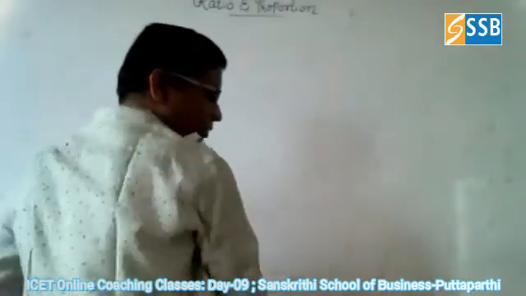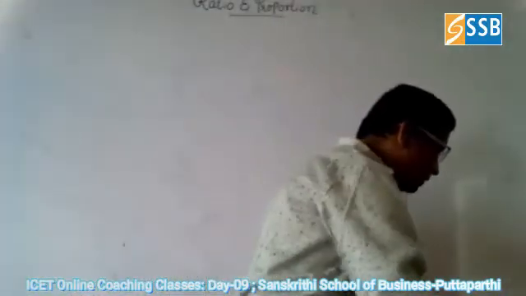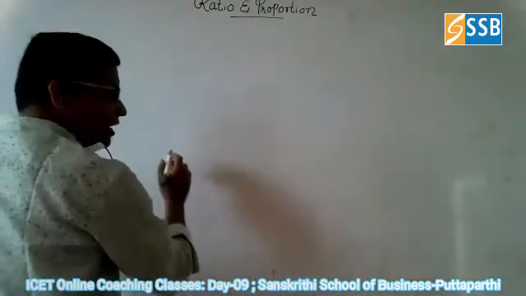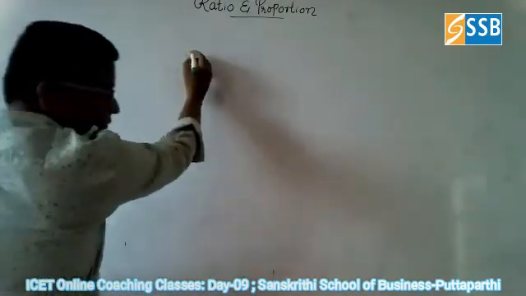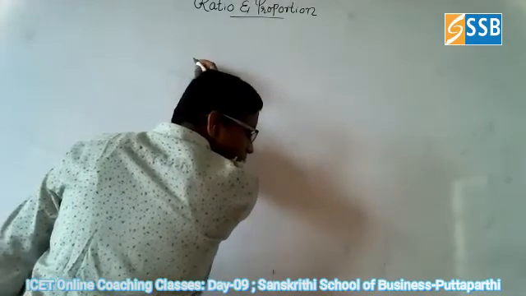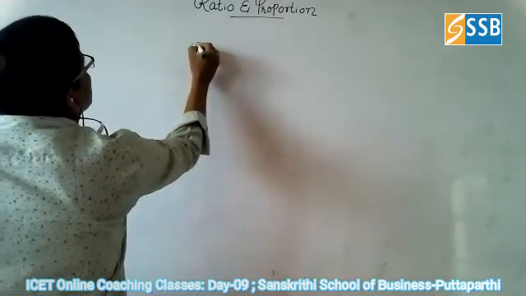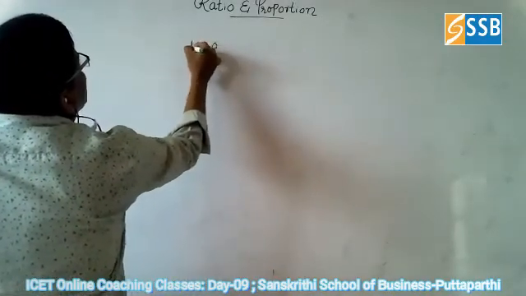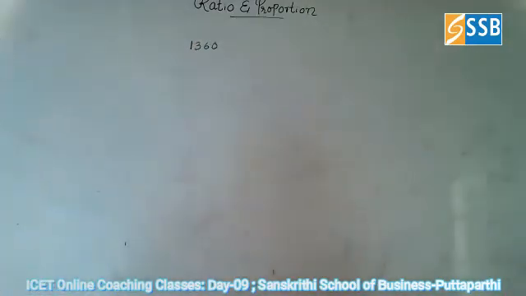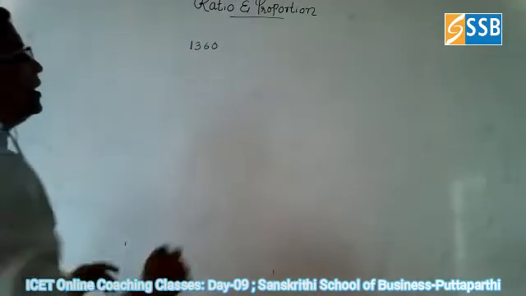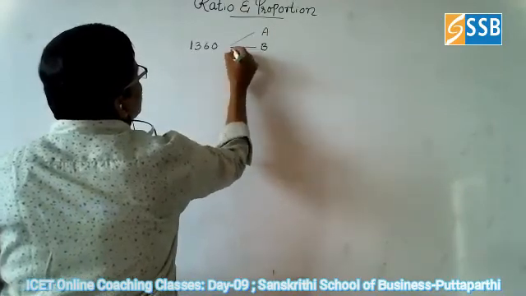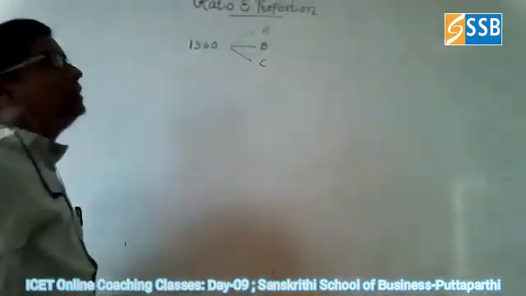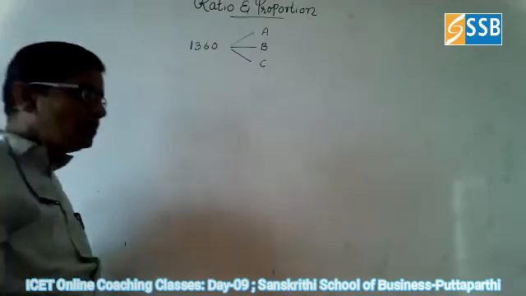Now we'll go for one more. 1,360 rupees have been divided among A, B, C. 1,360 rupees is divided into three parts. One is A, another one is B, another one is C. You are dividing 1,360 into three parts.